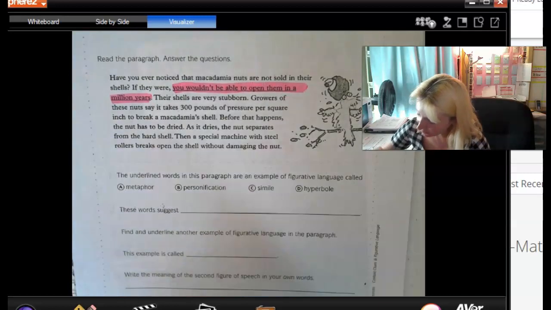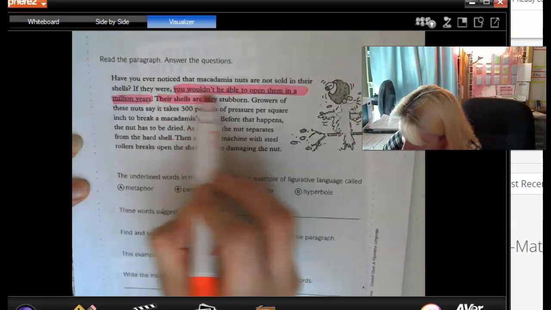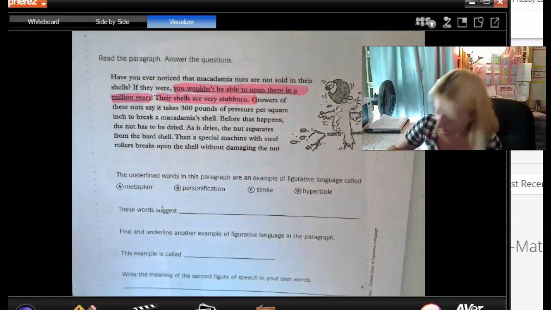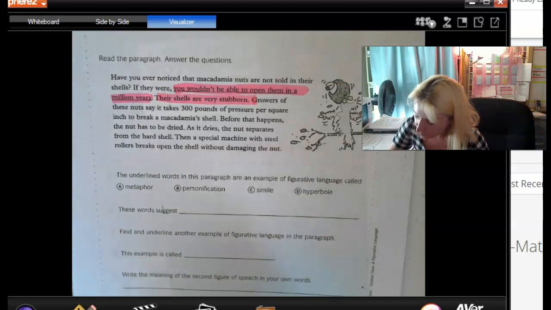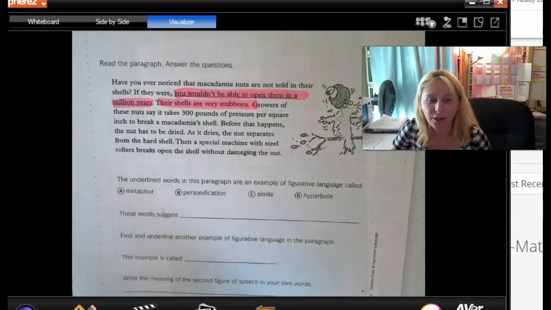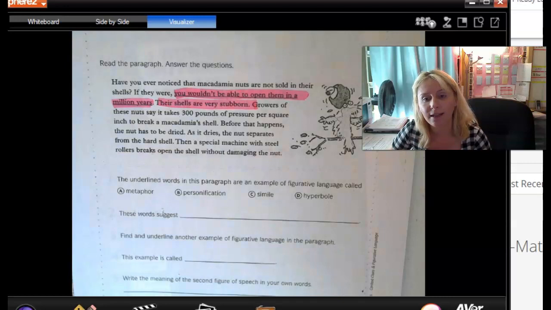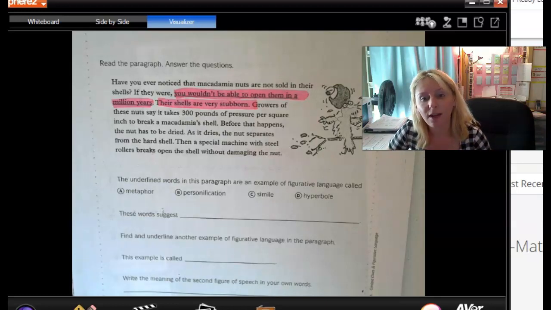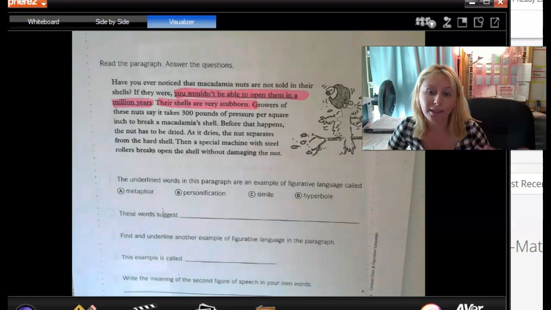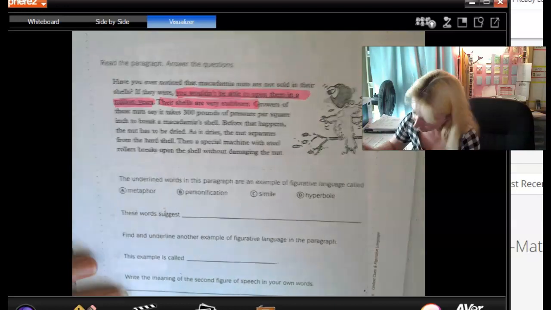Find and underline another example. Their shells are very stubborn. That takes care of number 3. What do we call this example? Their shells are very stubborn. Is that a metaphor, comparing two unlike things without using like or as? Personification, giving human traits to something that's not human? Simile, comparing two unlike things using like or as? Or hyperbole, a really big exaggeration to make a point?